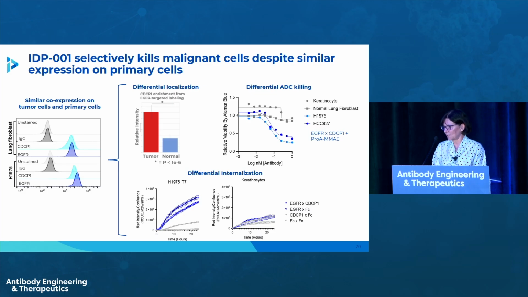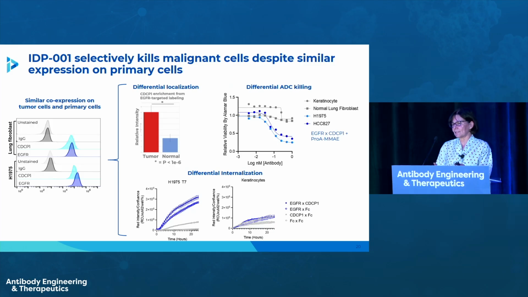And so that's shown in the graph with red and blue bars there, where we have, again, this differential localization across those tissues. And if we look at in vitro viability assays using either primary cells, keratinocytes, or lung fibroblasts, we see dramatically reduced killing compared to the killing that we see on tumor cells. And similarly, we see reduced internalization on the primary cells compared to tumor cells.